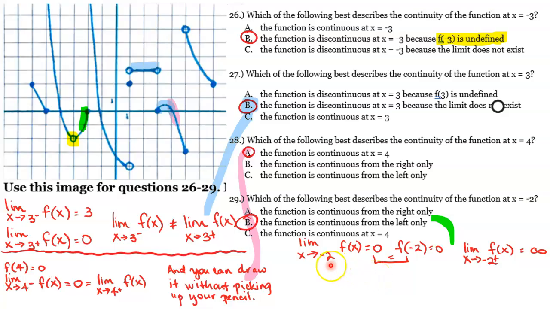So since the limit from the left was 0 and f of negative 2 was 0, since those were equal, it is continuous from the left-hand side.